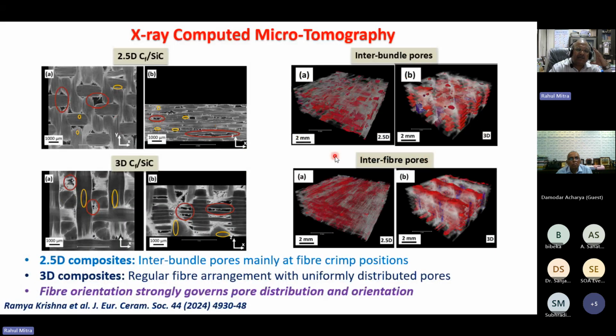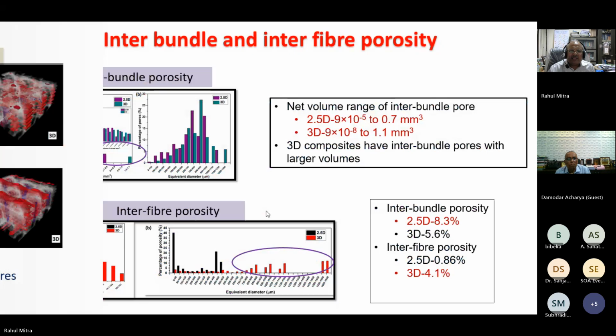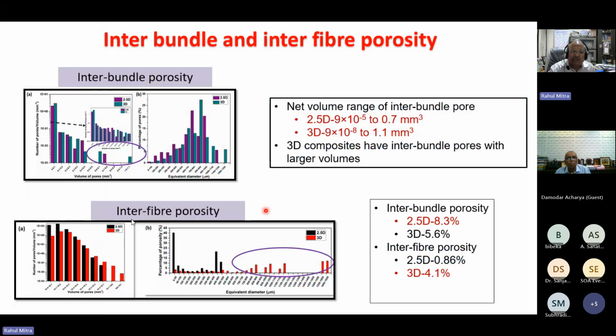To look at the porosity, we have done X-ray microtomography, and this was done in IIT Kharagpur, and this was done in University of Warwick. In the 2.5D composite, we have interbundle pores mainly at fiber crimp positions, and in 3D composites, we got regular fiber arrangement with uniformly distributed pores, and fiber orientation strongly governs the pore distribution orientation. We can see the nature of pores is defined for 2.5D and 3D composites. So we have quantified the distribution of porosity, and we have published the results also.